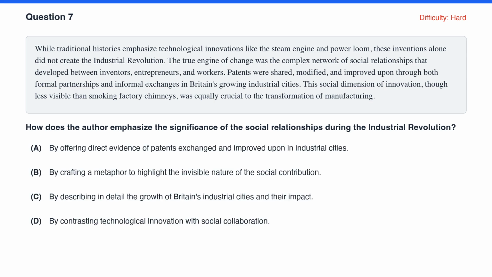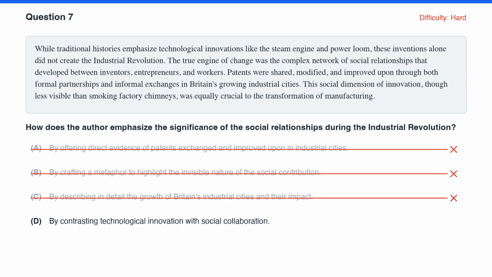We need to identify the rhetorical move the author leans on most heavily. The options point to direct evidence, a metaphor, descriptive detail about cities, or a contrast between technology and collaboration. Choice A is wrong because shared patents are mentioned only briefly as illustration, not as the central rhetorical strategy. Choice B is wrong because the smoking chimney comparison is a small flourish, not the primary technique driving the argument.